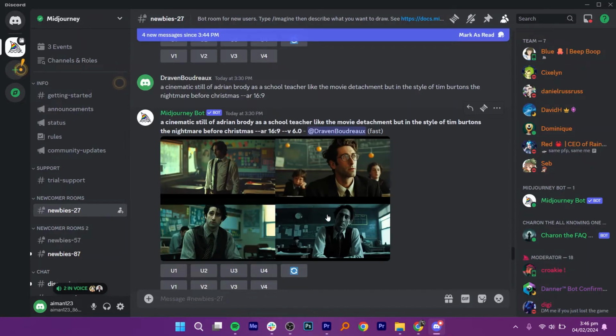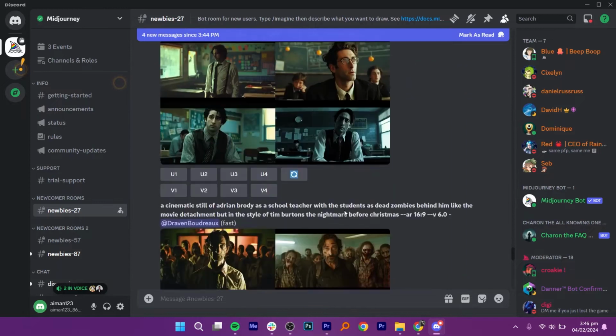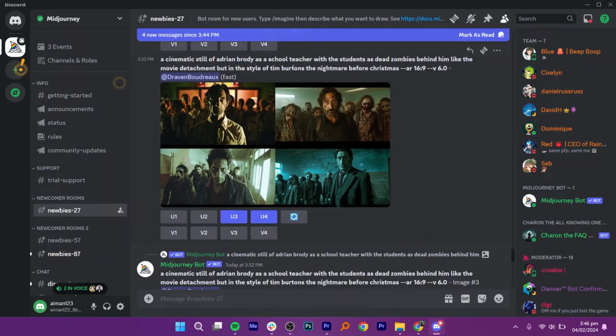Now it will generate the image. Here is the generated image of your prompt. These are some more generated images based on your prompt.